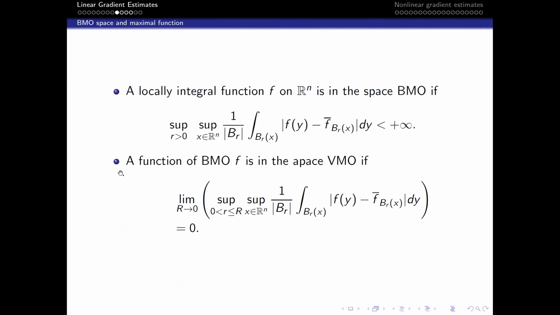So the answer is a BMO space. These are the typical definitions: it has bounded mean oscillation. And we can add the assumption that the bounded mean oscillation goes to zero as the radius goes to zero. This is vanishing mean oscillation, VMO. So this might be the minimal assumption on the coefficient.